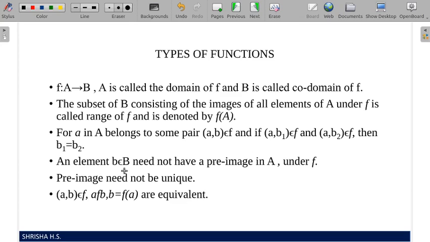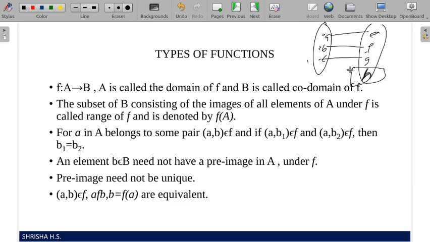Next, an element b which belongs to set B need not have a pre-image in A under f. What it is telling is, suppose there are three elements a, b, c, and in set B you have e, f, g, h, and the mapping is like this. h is not mapped to any pre-image, so that's okay, not a problem. An element with no pre-image in set B is absolutely fine, and it still belongs to a function.